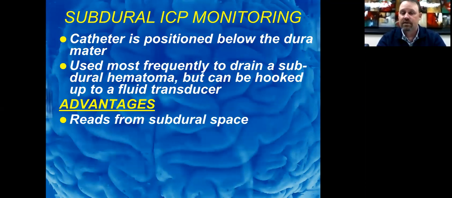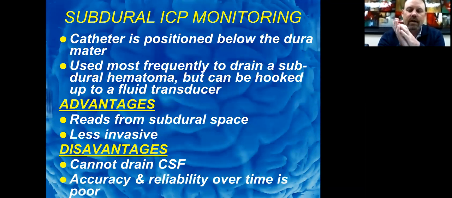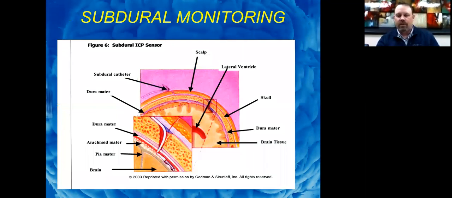and you can get an ICP reading from it. Advantages are it reads from the subdural space. It's not quite as invasive as some of the others, and the disadvantage is you can't drain the CSF, which in some cases is imperative to decrease the pressure in the brain from the Monro-Kellie doctrine. Accuracy and reliability over time is poor. This is the location and placement of that catheter. You can see that it slides in just underneath the skull into the dura mater and is placed there, and it can get kinked off pretty easily.